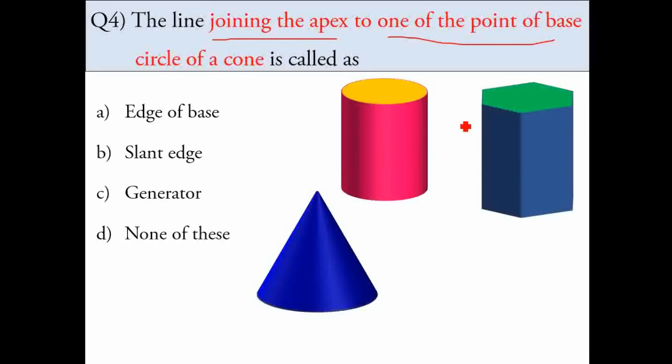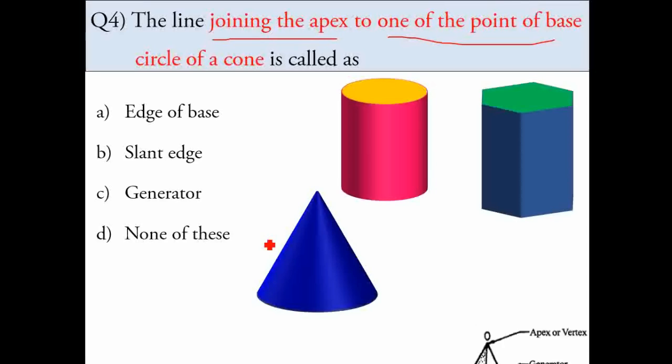If you observe the cylinder and prism, the complete bottom and top surfaces are symmetrical in structure. But here they have asked about the conical object. Suppose we consider a conical object having such a structure: the base circle and the apex point. When we join the apex to one of the points of the base, that line is called, we have to select from the options.